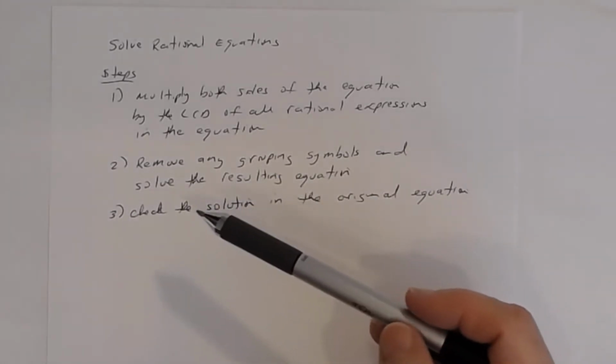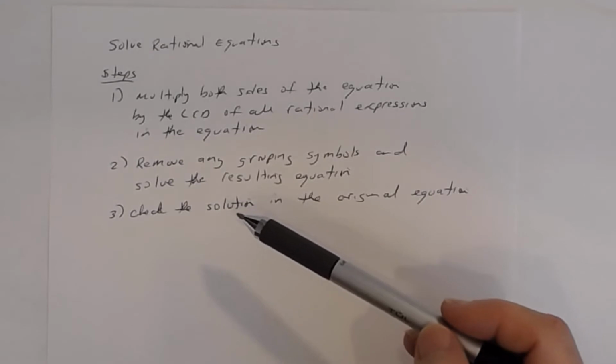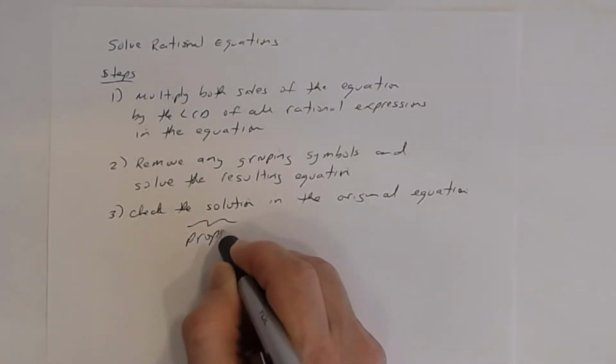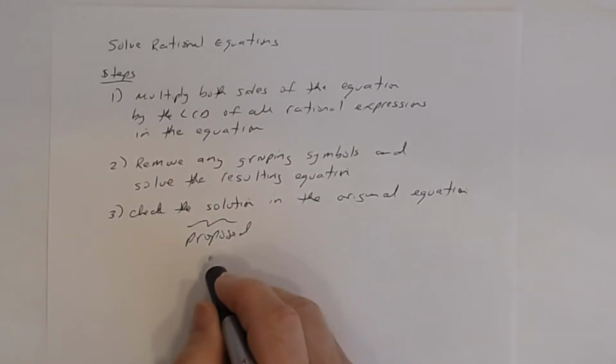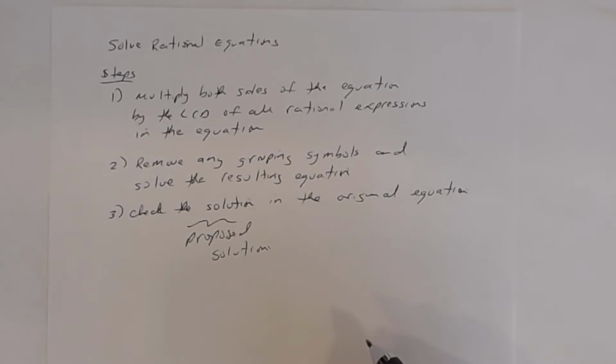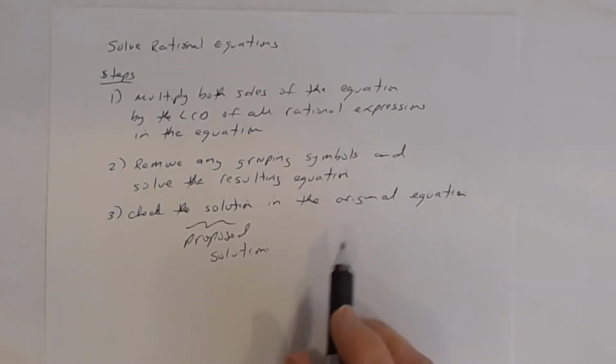And you're going to check your solution. You're going to check your proposed solution. Sometimes they call this the proposed solution, and you're going to see what I mean by that. You always have to check that proposed solution in the original problem, and you're going to see why when we go through this process.